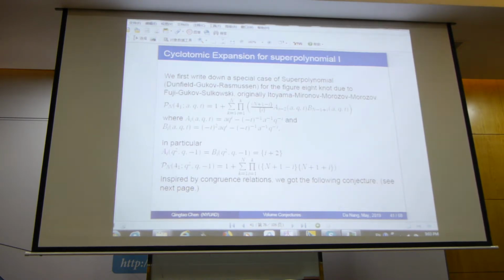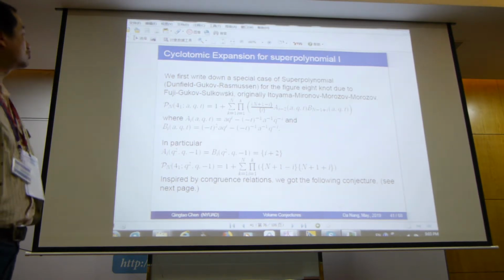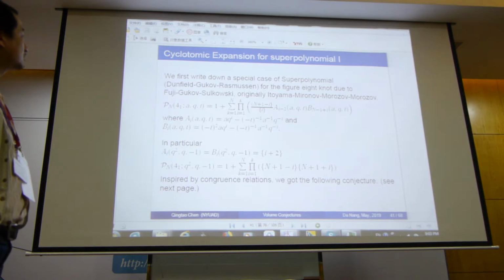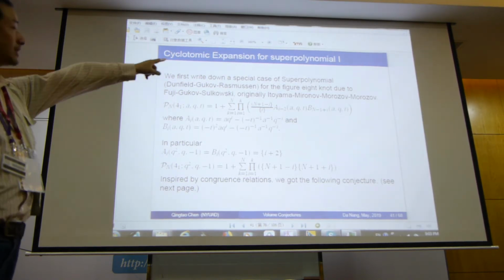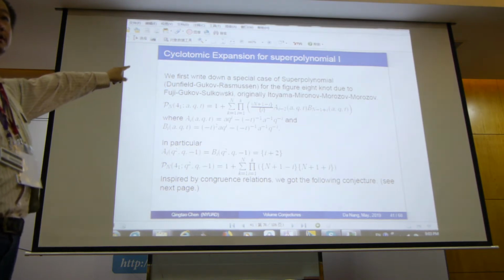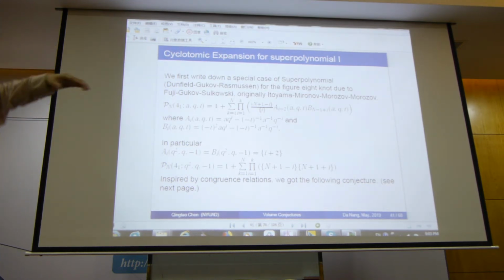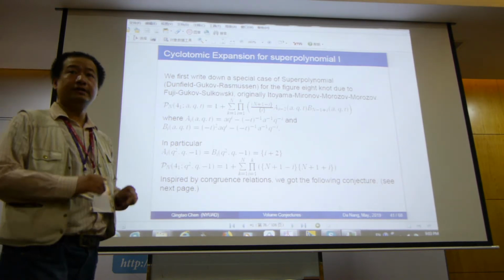And here is the cyclotomic expansion for the super polynomial. The super polynomial was first given by two groups of people: Dunfield, Gukov, and Rasmussen, first given by four physicists, and then mathematically they gave a rigorous proof and also reformulated it. So this is the super polynomial.